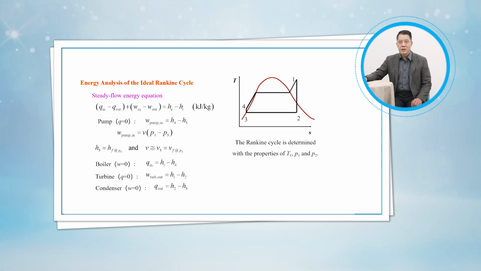The Rankine cycle is determined with the properties of T1, P1, and P2. The thermal efficiency of the Rankine cycle is determined from the following. The thermal efficiency can be interpreted as the ratio of the area enclosed by the cycle on a T-S diagram to the area under the heat addition process.